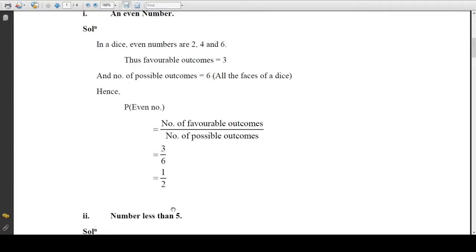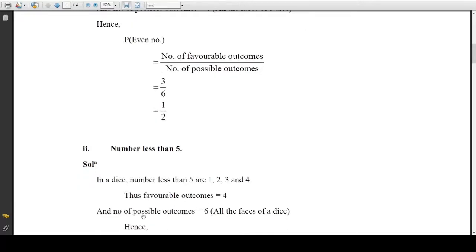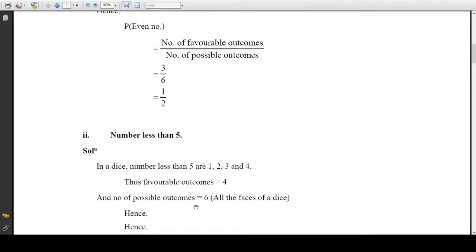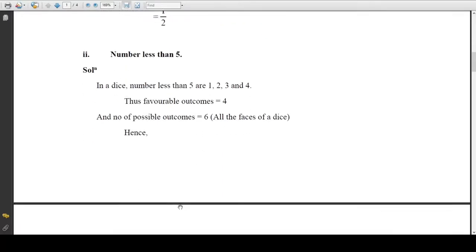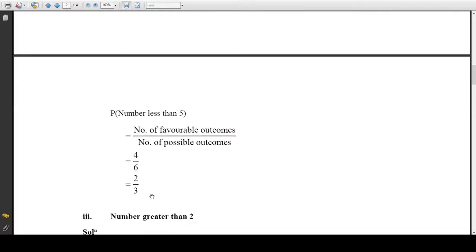Number 2, a number less than 5. In a dice, numbers less than 5 are 1, 2, 3 and 4. That means how many outcomes? 4 outcomes. Whereas the possible outcomes are 6. Hence the probability of getting a number less than 5 is 4 by 6, which is 2 2s are 4, 2 3s are 6, so 2 by 3.